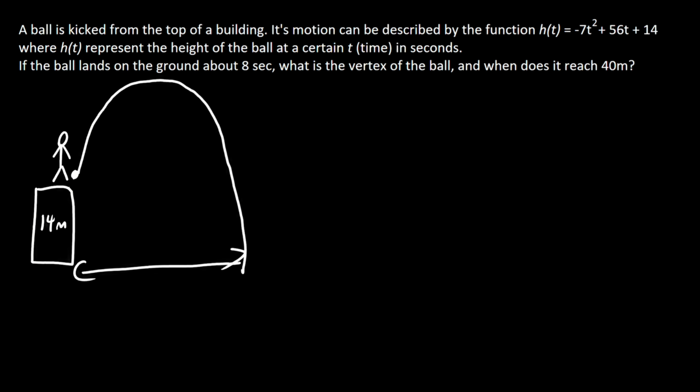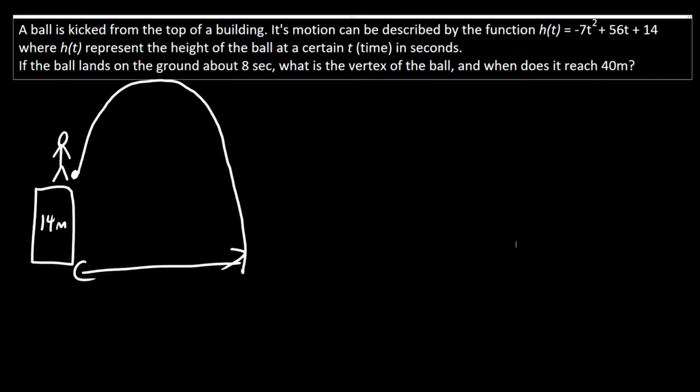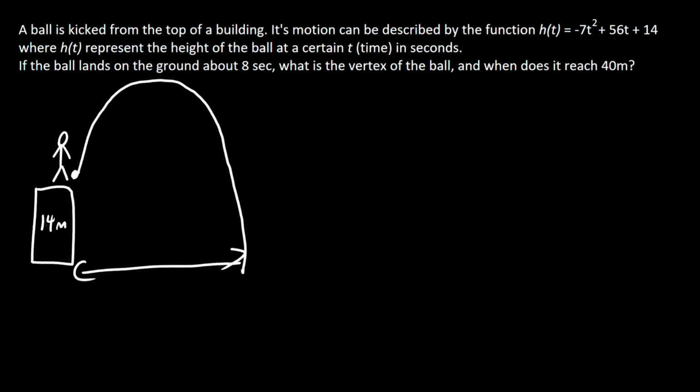A ball is kicked from the top of a building. Its motion can be described by the function h(t) = -7t² + 56t + 14, where h(t) represents the height of the ball at a certain time t, in seconds. If the ball lands on the ground at about 8 seconds after it's kicked up into the air, what is the vertex of the ball? So what is the ball's max height? And when does it reach 40 meters?